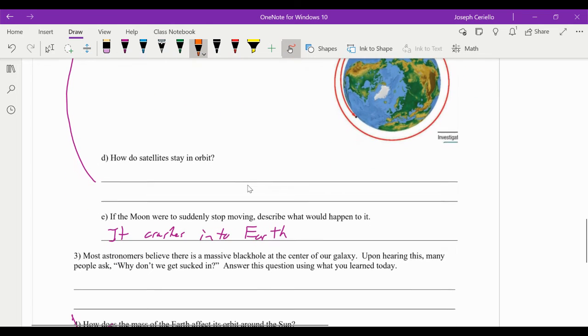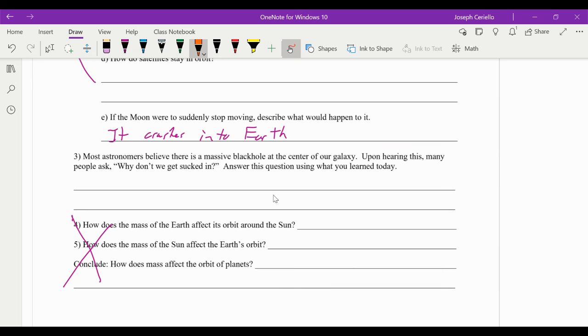Same concept. If the moon were to suddenly stop moving, describe what happened to it: it would crash into Earth. So the only thing keeping the moon up in the sky is the fact that it's moving. If the moon were to magically stop moving, or if we put a big brick wall up and the moon hit it and stopped, the moon would come crashing down.